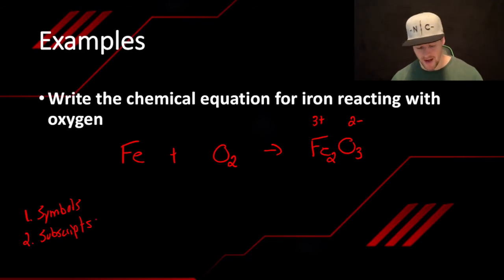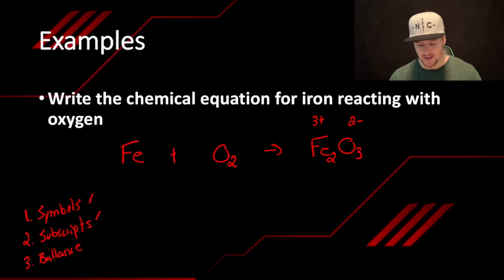Now that we've done the subscripts correctly and we've done the symbols, step 3 is we have to balance the equation. I know that kind of sounds like balancing the charges, but this is balancing the amount of atoms on each side. We can see that we have 2 irons on one side and only 1 on the other. So that's what we're going to need to fix here.